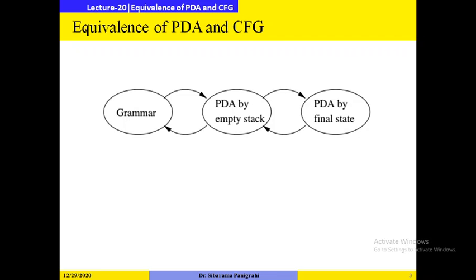So you know that the context-free grammar is accepted by an automaton that is called a push-down automaton. And the push-down automaton can accept a string in two ways. One is push-down automaton by empty stack, and another one is push-down automaton by final state. So these two are equivalent to each other. And as a context-free grammar is equivalent to push-down automata, the context-free grammar is equivalent to push-down automaton by empty stack, and the push-down automaton by empty stack is equivalent to push-down automaton by final state.